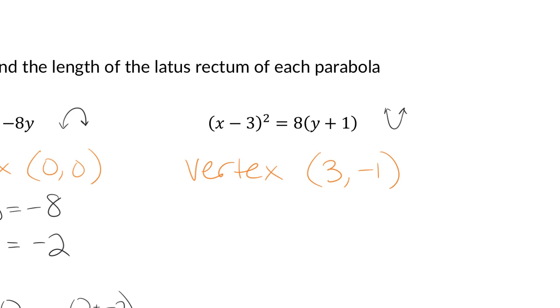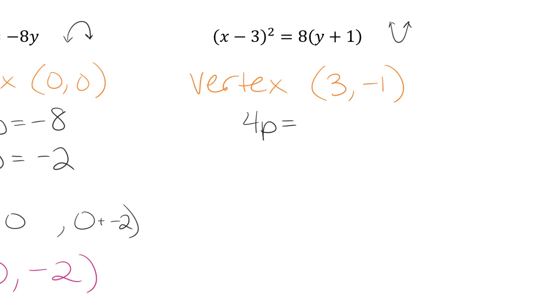The other thing we need from the equation is the value of p. What would 4p be equal to this time? 8. Very good, which means p is just 2. So when we go to do the focus, we start off with the vertex itself.